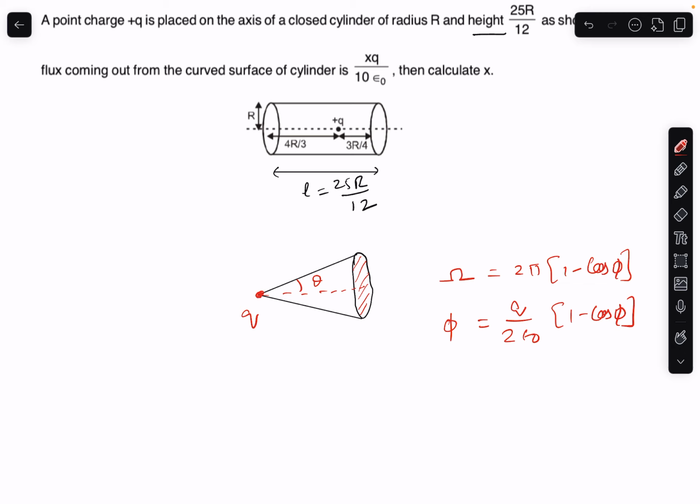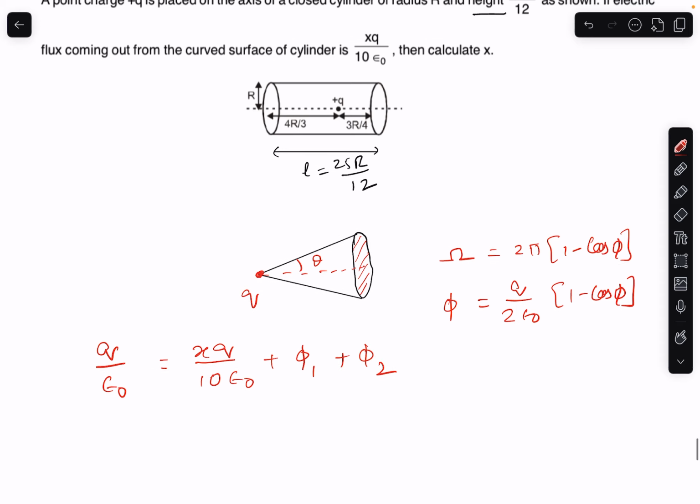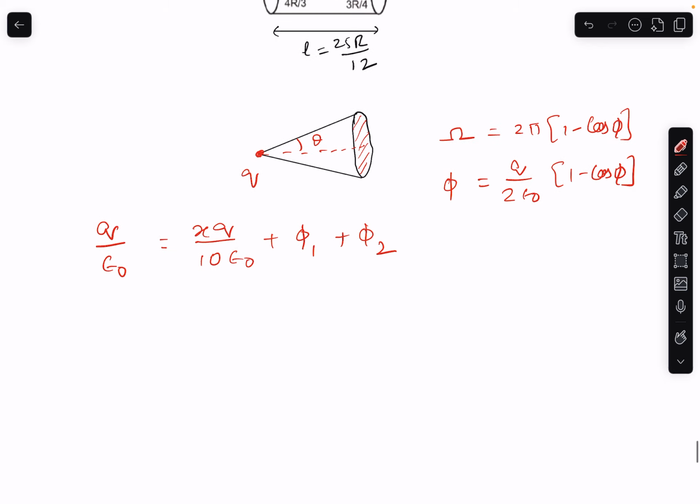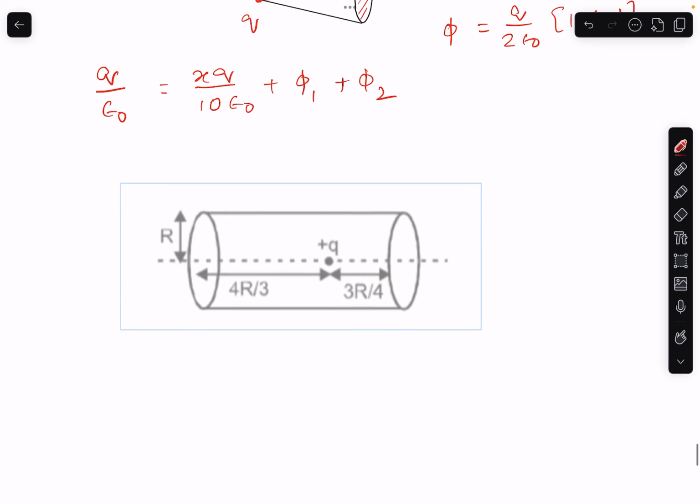Total flux coming out of all three surfaces will be Q/ε₀. This is equal to the flux coming out of the curved surface of the cylinder, x times Q/10ε₀, plus the left circular surface and the right circular surface. Now we only have to calculate the two-dimensional angles subtended by the circular surfaces at the charge Q. I have already taken the diagram.